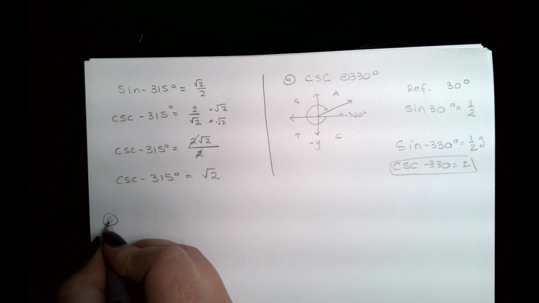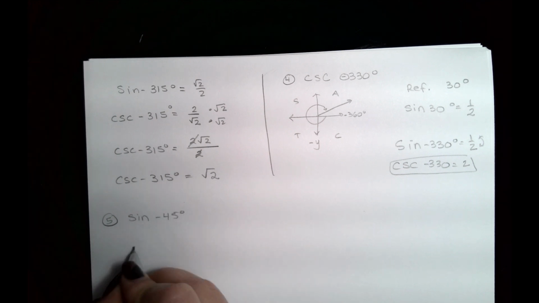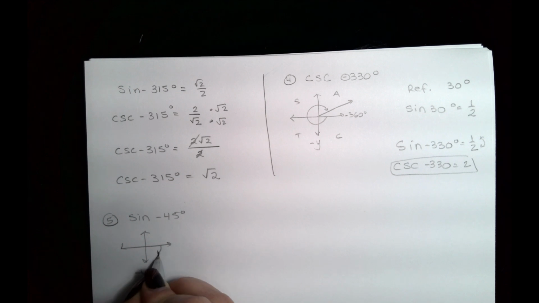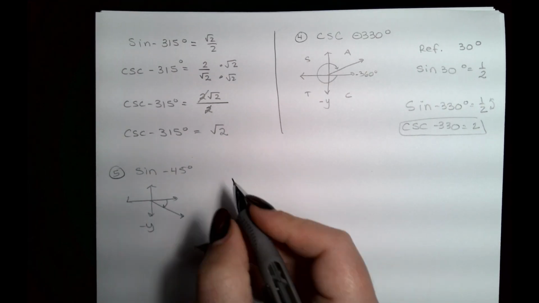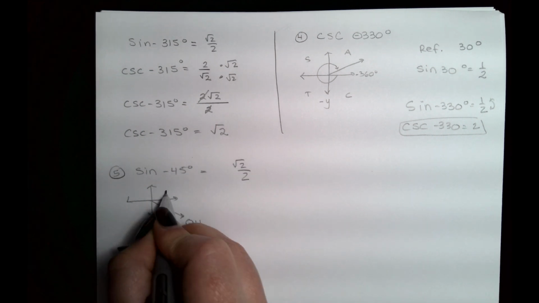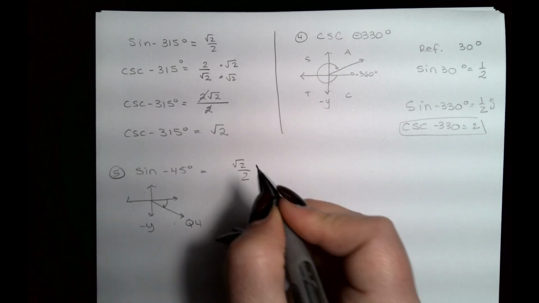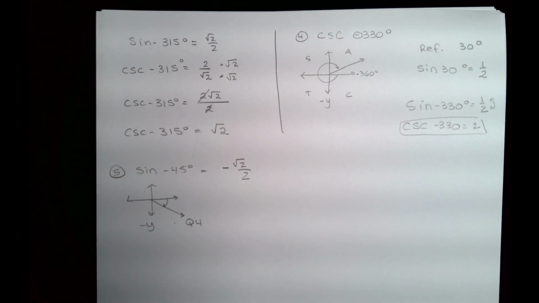Question number 5 is asking you sine of negative 45 degrees. We're going down towards the negatives. Negative 45 is here, which the reference angle is also 45, so we have square root of 2 over 2. This is in quadrant 4. All students take calculus. Cosine is the only thing positive in quadrant 4, so we have a negative on that one. Not much to do there.